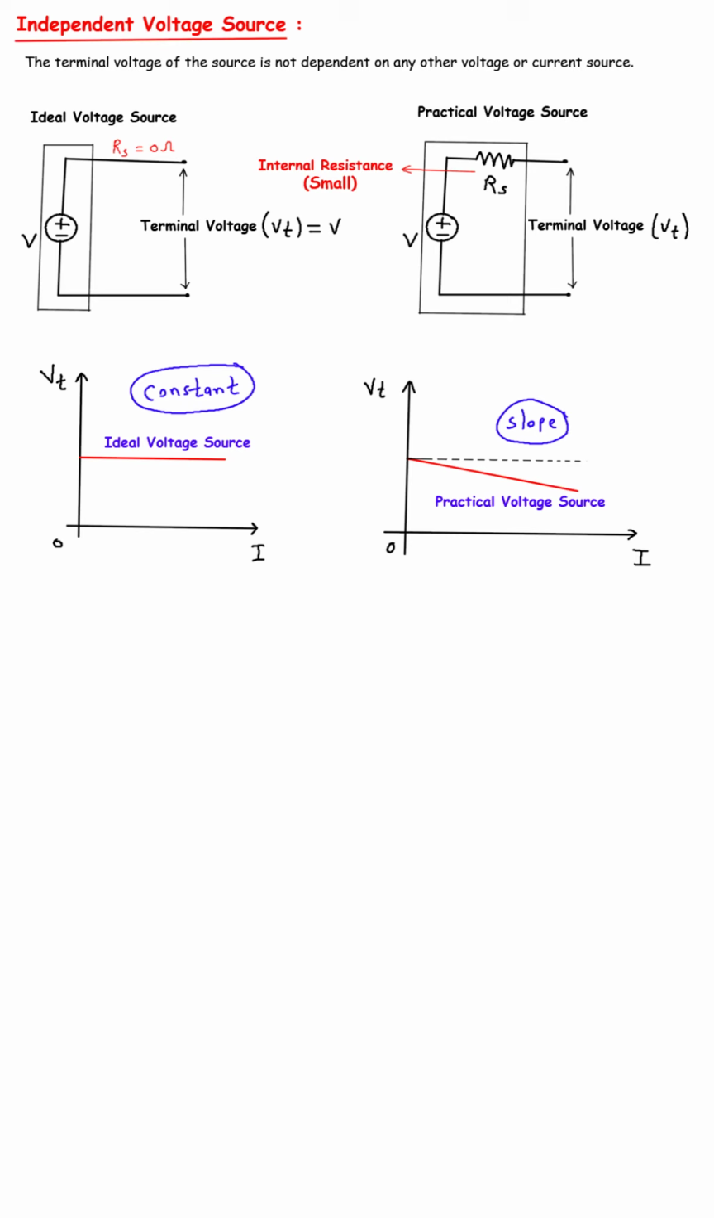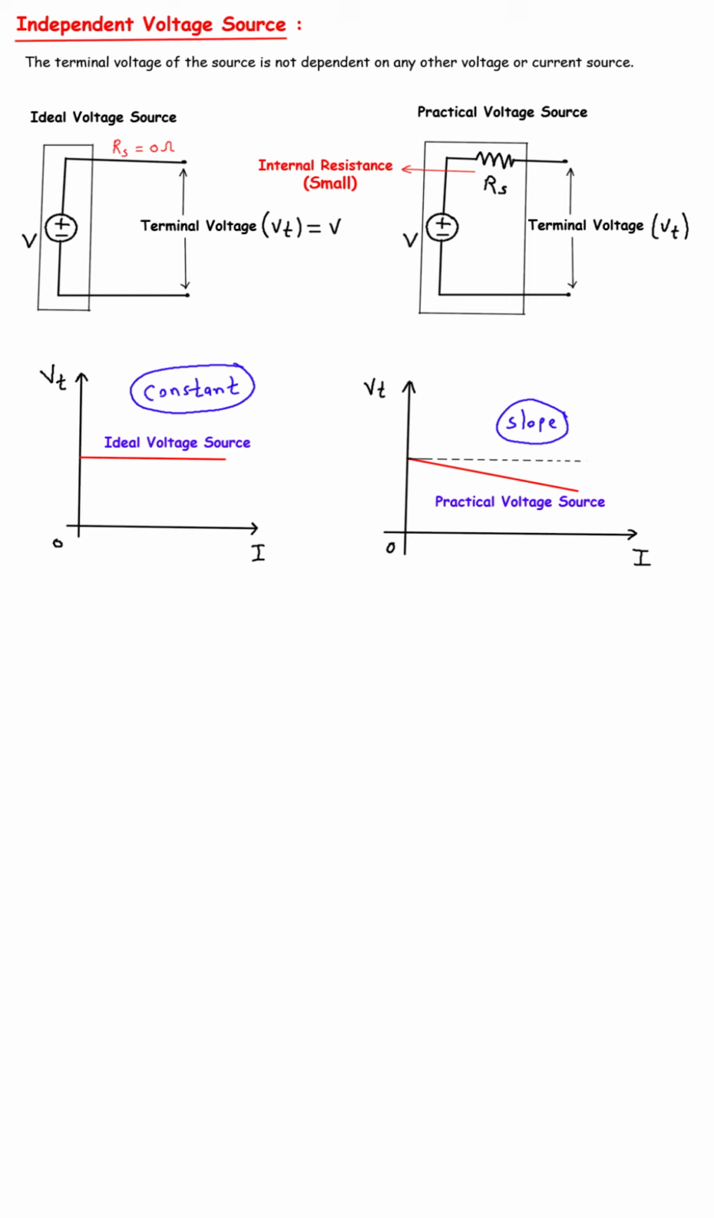The more current you draw from the source, the greater the voltage drop inside due to the internal resistance, and the lower the terminal voltage becomes. This behavior is shown in the graph below the practical voltage source, where the red line slopes downward. This slope shows that as the current increases, the terminal voltage gradually decreases.